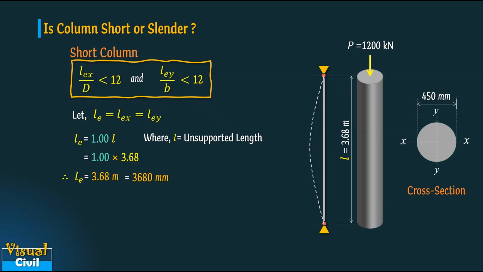Now, the slenderness ratio is calculated by dividing the effective length by the diameter of the column. This gives us a value of 8.18, which is less than 12. Hence, the given column is classified as a short column.